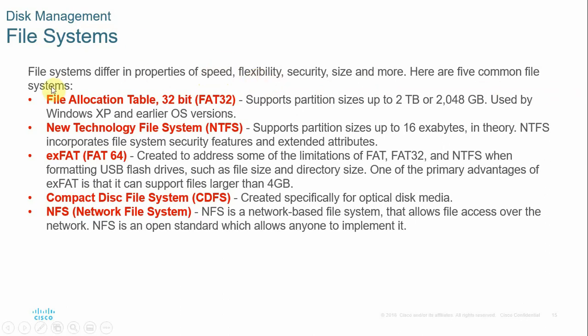Here we have some common file systems. File allocation table, FAT32, is used for 32-bit, like when you are using Windows XP, Vista, all those things. And NTFS, almost all new operating systems support NTFS. Extension FAT. CDFS, compact disk file system, is used for optical disk media. And NFS, network file system, is a network-based file system. You can access the file over the network, so the file system should be NFS.